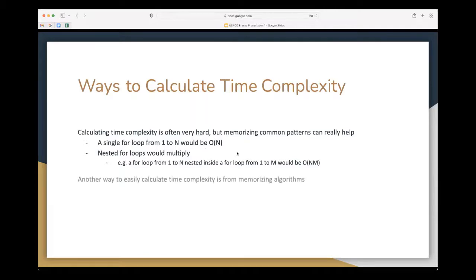And another way to easily calculate time complexity is from memorizing algorithms. But since Bronze doesn't really have any algorithms that you need to memorize in order to solve problems, really you just need to memorize the most basic ones. These don't really apply to Bronze. Like binary search is a basic silver algorithm, but once you get into the more advanced algorithms, you really need to memorize the time complexity of all of your algorithms just to make sure that you know what the time complexity of your code is.